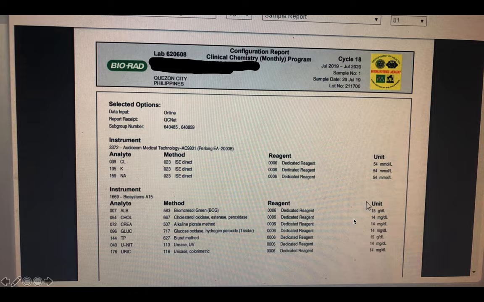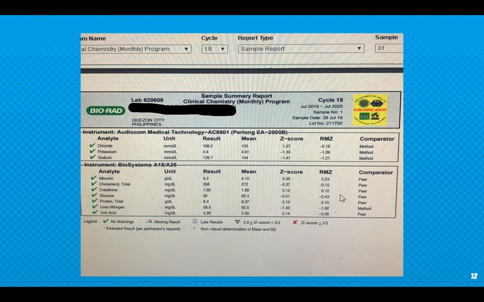Now I'll show you an example of a QC report, a sample report already. This is sample number one, and they did the running on July 29, 2019. This is cycle 18, sample number one. As you can see, it's very good. No warnings. From the electrolytes down to the other seven analytes, all are very good.